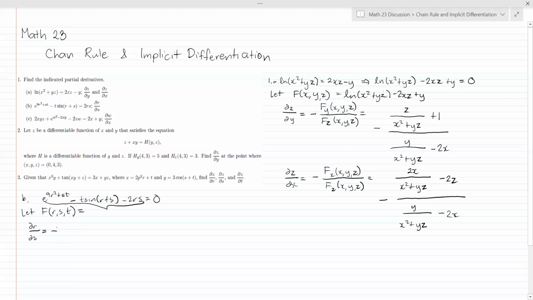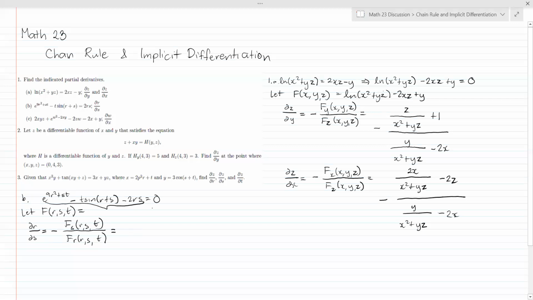So we need to find partial ng r with respect to s. Formula, if we have this f, we need f partial s over f partial r.